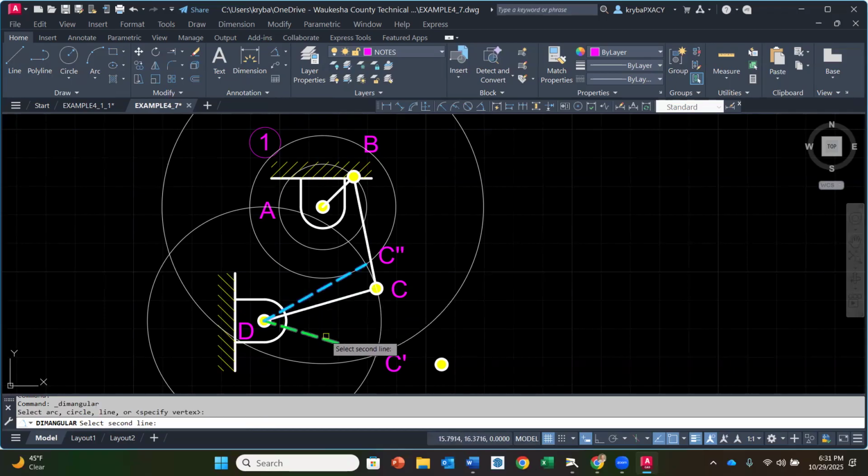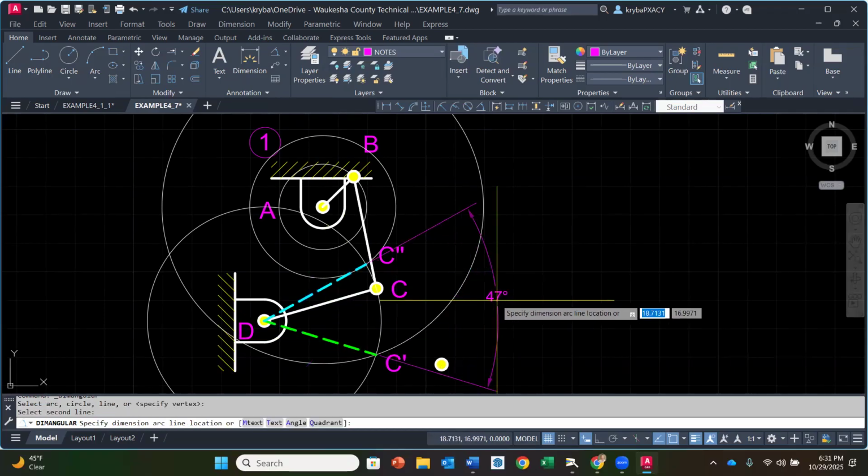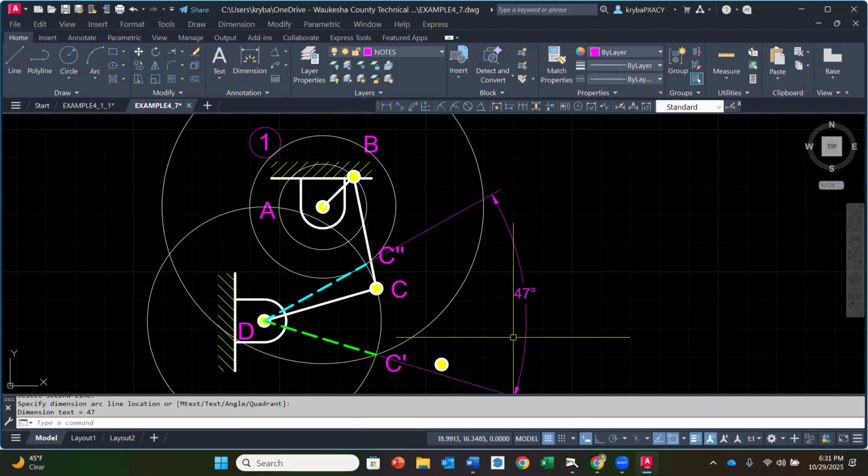So I'm going to click on each one of these, and you're going to notice that I get 47 degrees, okay? 47 degrees. And that's exactly what they get in the book as well, okay? So that lets me know I'm good, but I'm not done with this diagram. All I did was the endpoint.